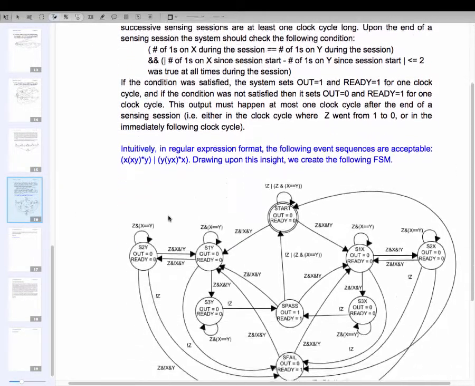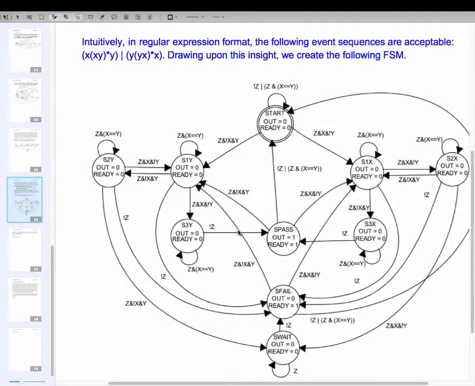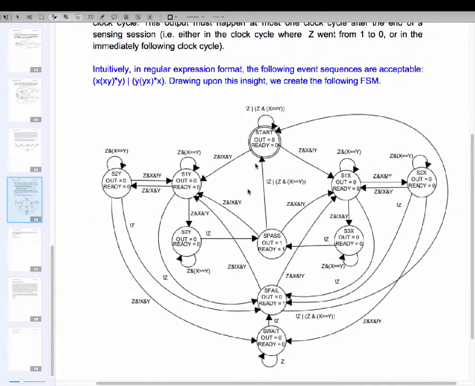Okay. Let me walk through what is happening out here. I start out in a start state. Left hand side corresponds to one pattern, the right hand side corresponds to the other pattern. I keep spinning out here if I have no session, or I am in a sensing session and I'm getting neither X nor Y. The moment I am in session, so Z is high, and I observe an X but not Y, I transition to this state.